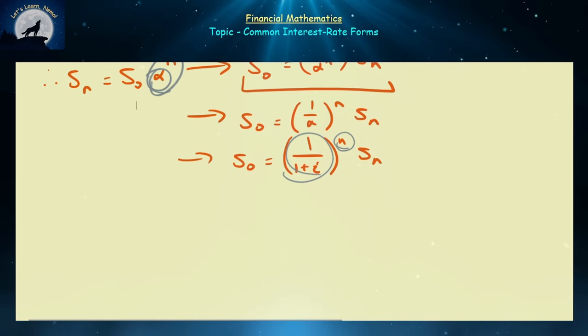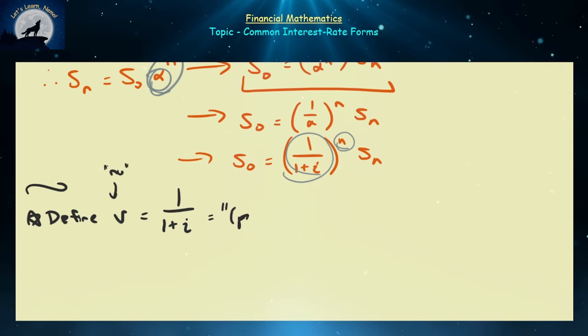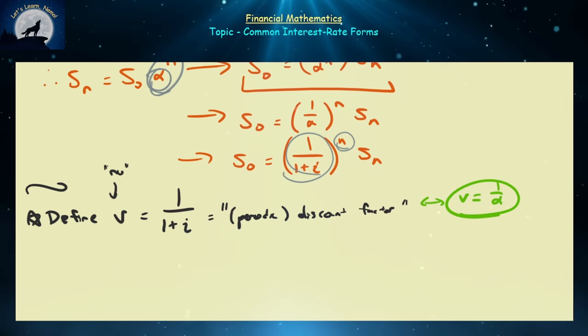So this particular structure is what we're going to define. Some people will call it v, some people will call it the Greek letter nu. I'll probably go interchangeably between v and nu, but nu is going to be equal to 1 over 1 plus i. And this is what we're going to call the periodic discount factor. Some people will say periodic in front of it, but nonetheless it is a discount factor. So it discounts it into the past, I guess you could say. So again, we could also say equivalently that nu is equal to 1 over alpha.